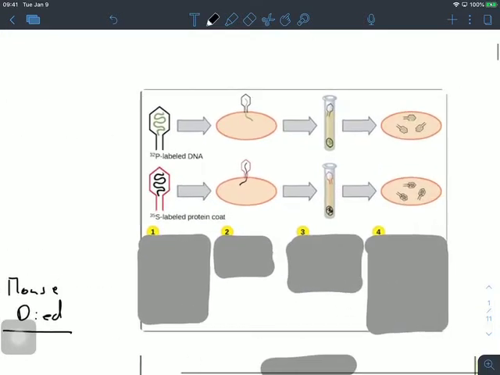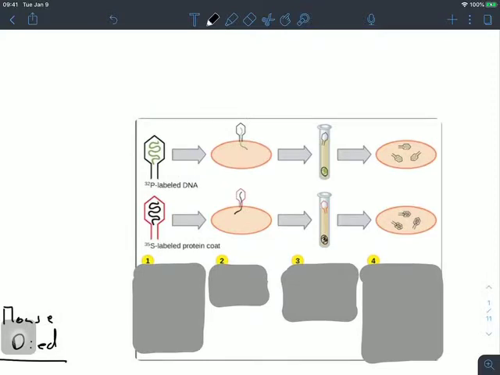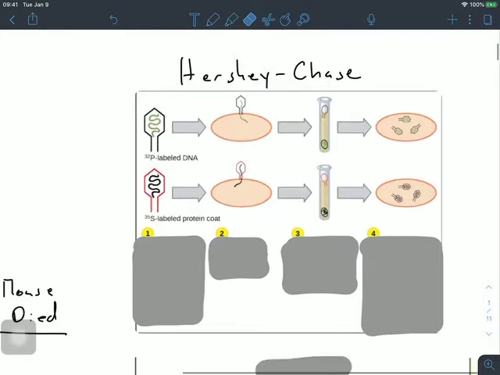These experiments were done in the late 1920s, 1928, and then there were follow-ups in the 1930s and 40s, most notably the Hershey-Chase labeling experiments. And these really established that DNA was the hereditary information, and they received the Nobel Prize for their work. The gist of their work was showing what was a two-step process.